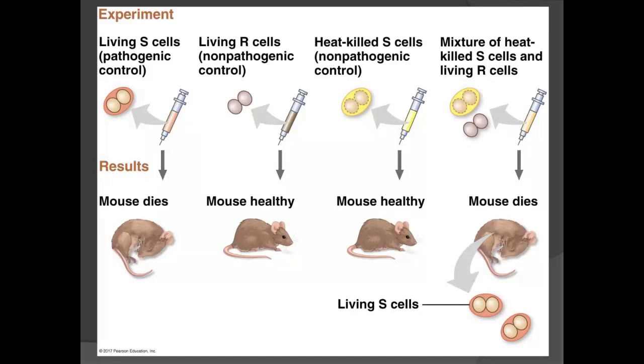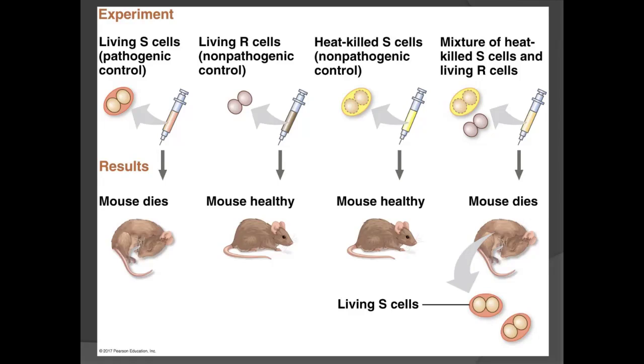In his experiment, he had three different control groups. The first control group consisted of living S cells. He took the living S bacteria cells, injected them into the mice, and because this bacteria strain was considered pathogenic, the mice ended up dying. The second control group was considered a non-pathogenic control. In this group, he injected the mice with living R cells. Because the R strain is non-pathogenic, the mice ended up being healthy.